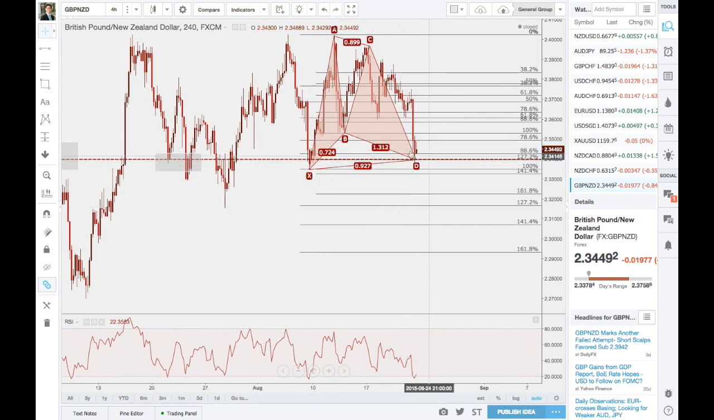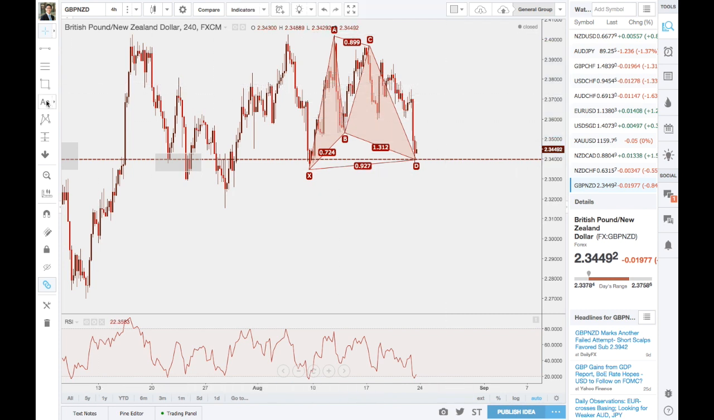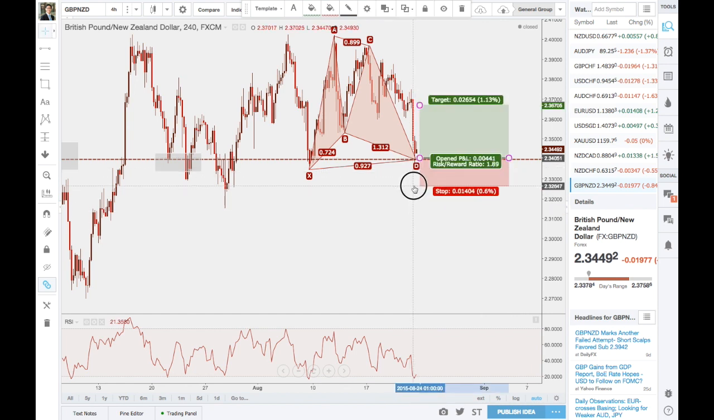So what you need to wait for is how the market opens in the morning and how price reacts to it. Our entries and stops will be the same. In this case, because it's a very deep Gartley, your stop is just below X.